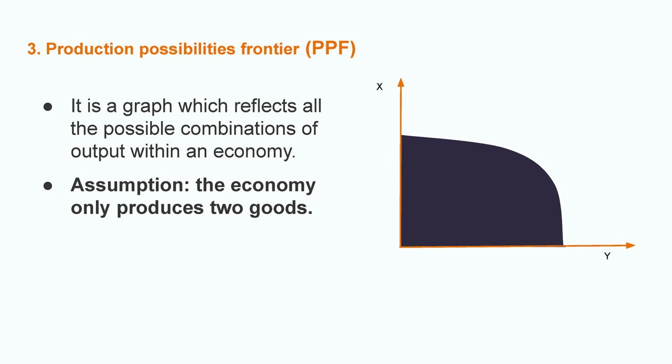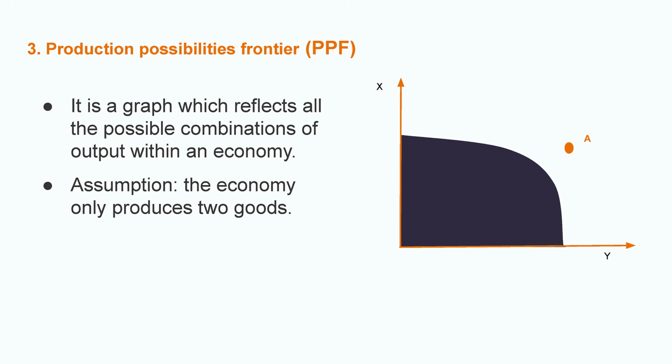Now check the graph. The area formed below the curve represents all the combinations of output between X and Y. Each point in this area represents an amount of product X and an amount of product Y. Look at point A, for example. This is a combination of products X and Y which is not feasible for this economy, since it's outside the possibilities of production. Point B, on the other hand, represents a possible combination of products X and Y.